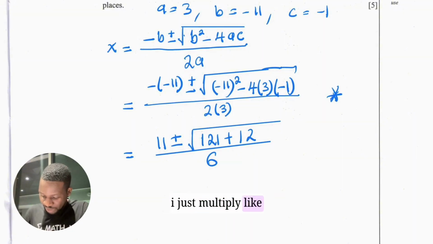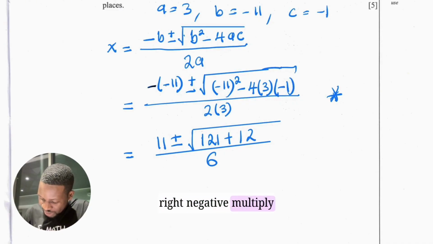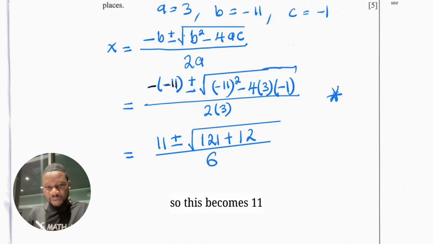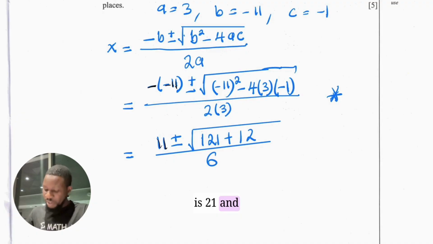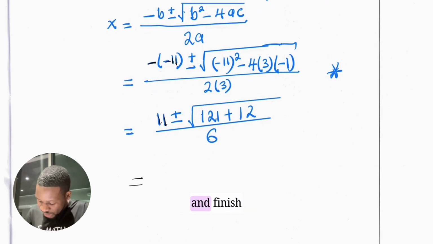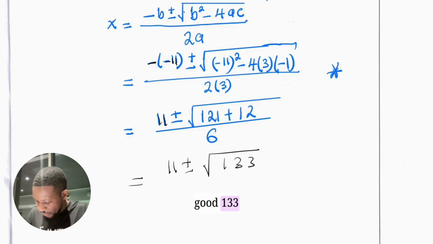Then I just multiply, right? So remember, you have to multiply negative by negative 11. Okay? So this becomes 11. Then 11 squared is 121. And 4 multiplied by 3 is 12. But we have negative and negative, so that is positive 12. Then you have 6. Then let us go ahead and finish this up. So we have 11 plus or minus the square root of, so what is 121 plus 12? Will just be 133. Good. 133, then I divide this by 6.